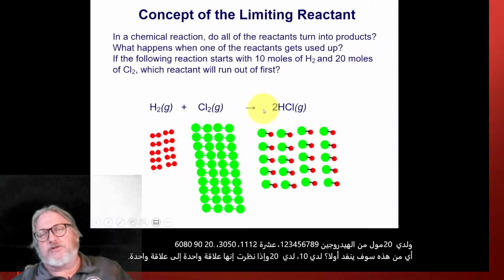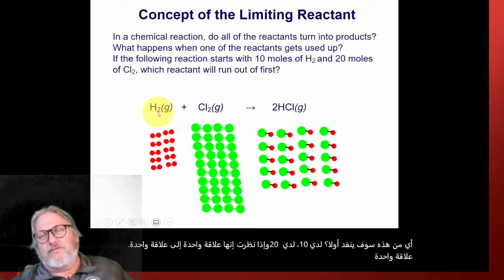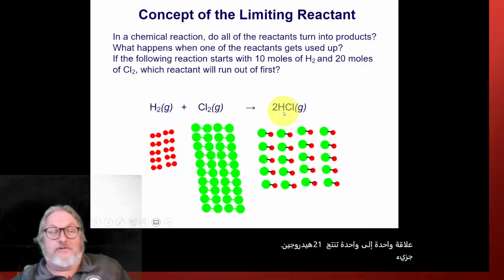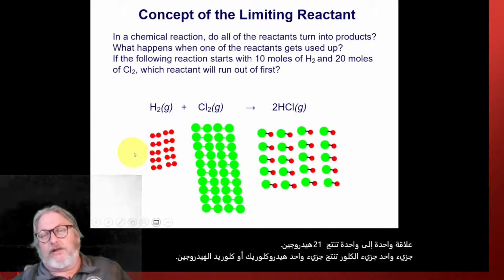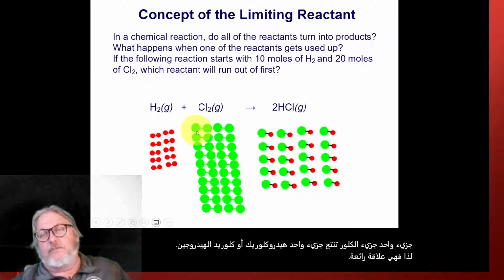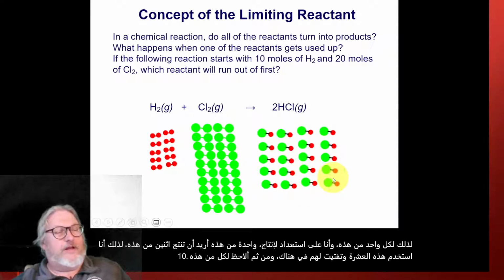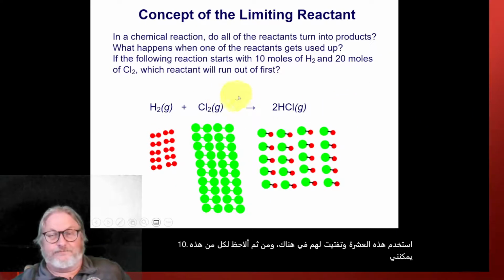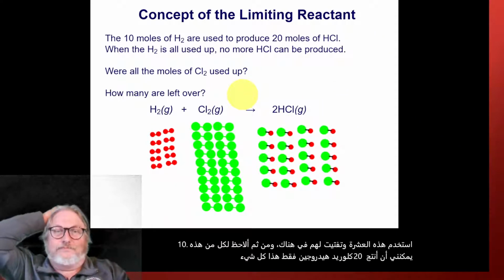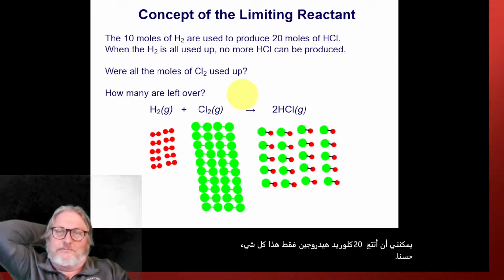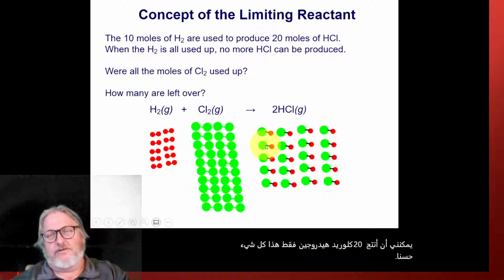One hydrogen molecule and one chlorine molecule will produce two hydrogen chloride molecules. So for every one of these and one of these, I'm going to produce two of these. So I use these 10 and break them up, and I notice that for these 10, I can only produce 20 hydrogen chlorides. That's it. When I use up all the hydrogen, I can't produce any more hydrogen chloride.